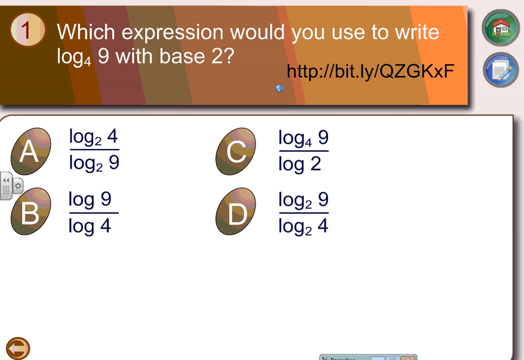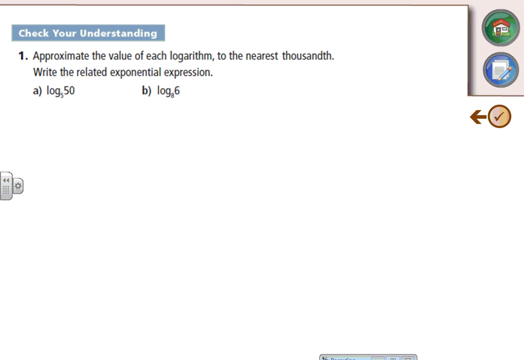And now we only have one question for the Bitly link today. Which expression would you use now to change it to a base 2? Go in and vote that one for yourself. All right.